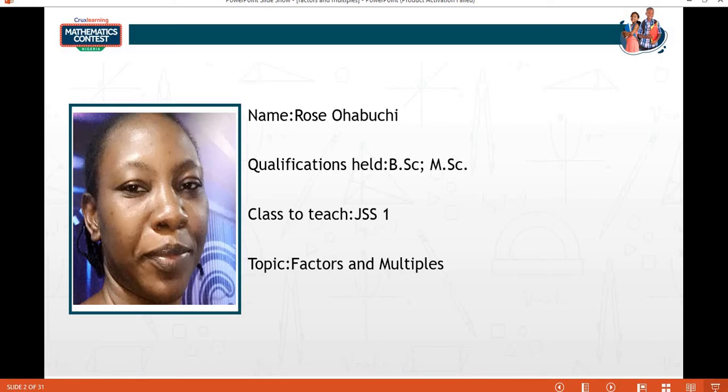Today we'll be looking at factors and multiples. By the time we're done today, you will know what factors are and what multiples are, and you can list out multiples and factors of any given number. So let's proceed.